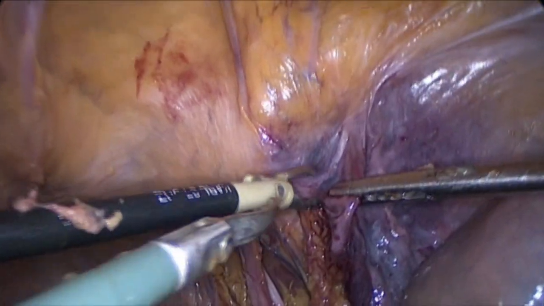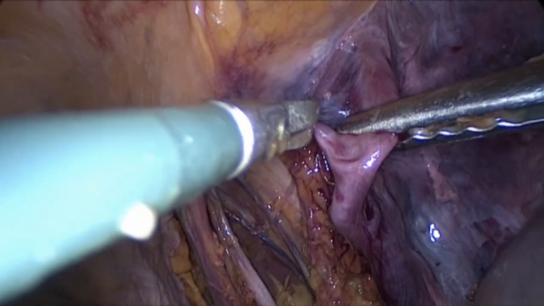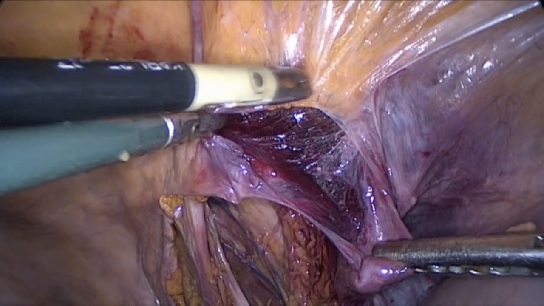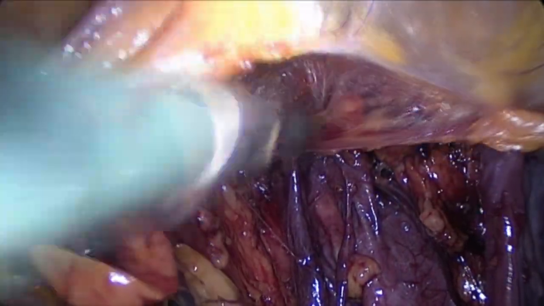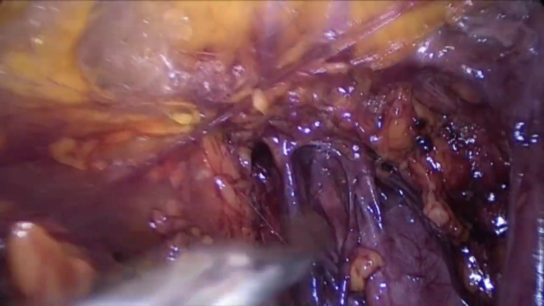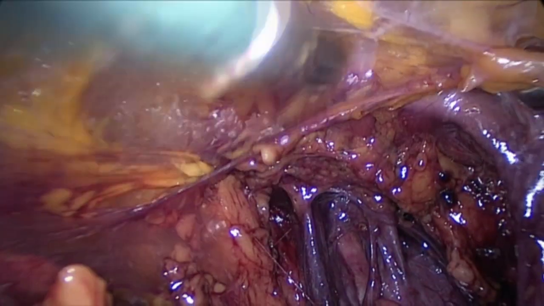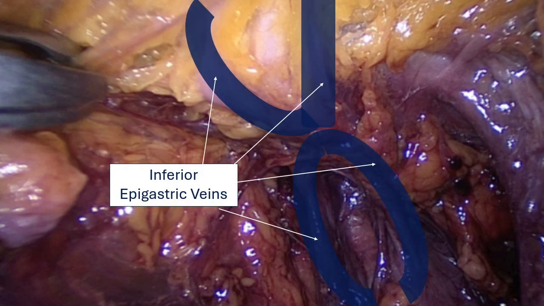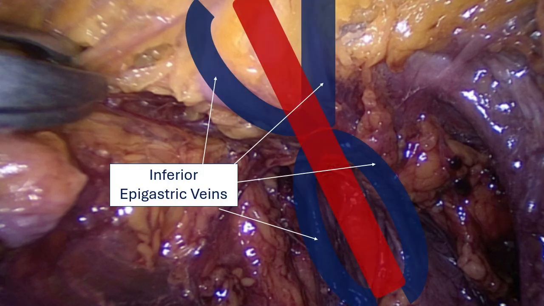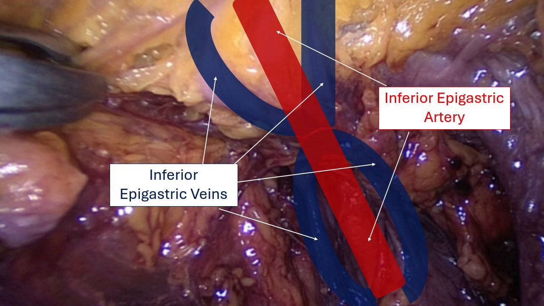From there, we incise the peritoneum medial to the external iliac artery and enter the space between the artery and the vein. You will want to follow the external iliac artery superiorly until the inferior epigastric artery is identified. Here we can appreciate the inferior epigastric veins, 2 on each side of the singular inferior epigastric artery.